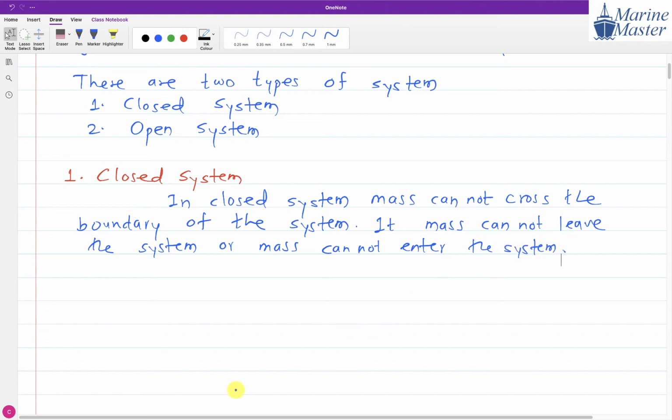So it means no one can come inside and no one can go outside. That is what, see, mass can be anything. It can be liquid, it can be a gas, anything. It can be a person. So that is what a mass is.